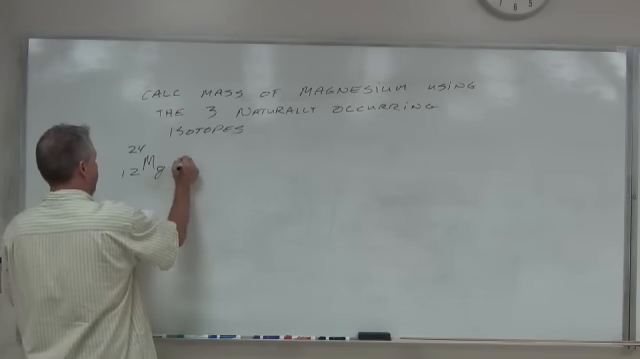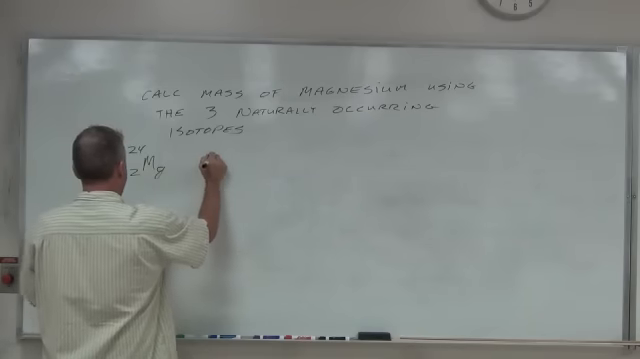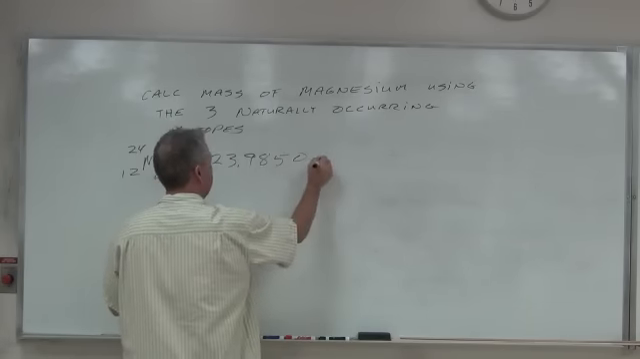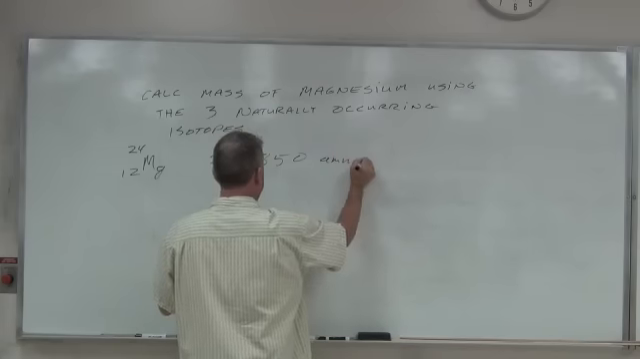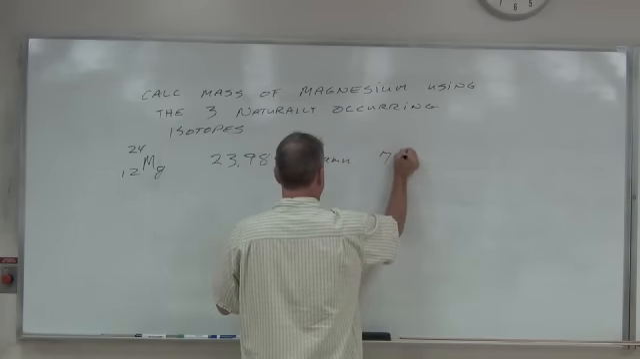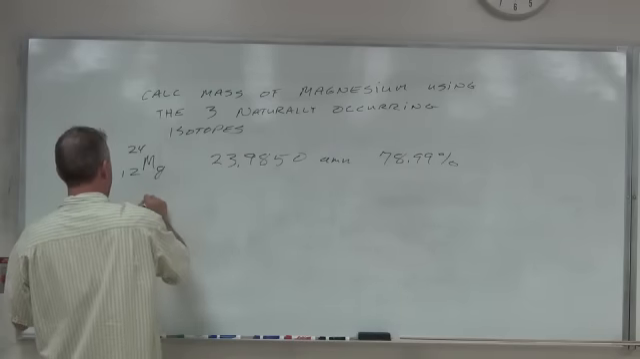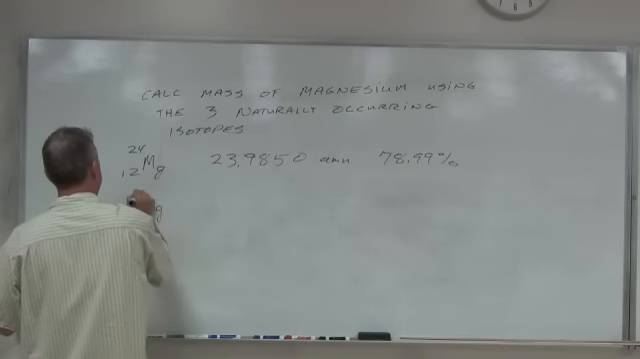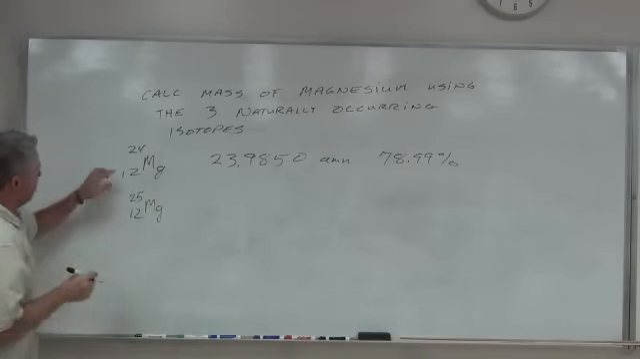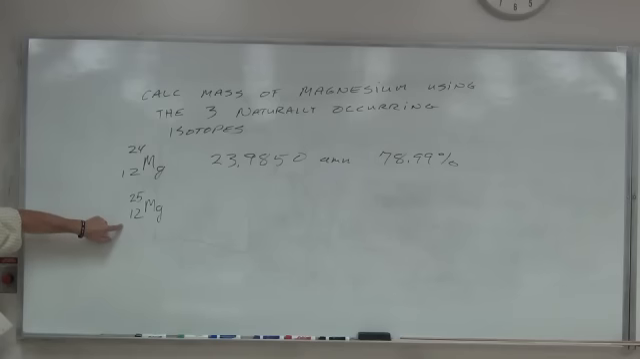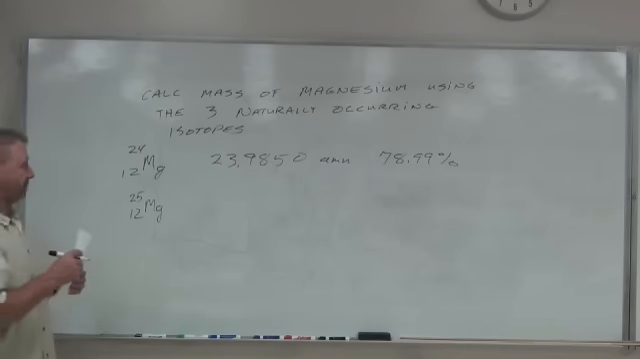We're looking at 23.9850 atomic mass units at 78.99%. We're looking at 25. Notice I increased my mass number from 24 to 25, but my atomic number is the same, so it's still magnesium. It just has an extra neutron.